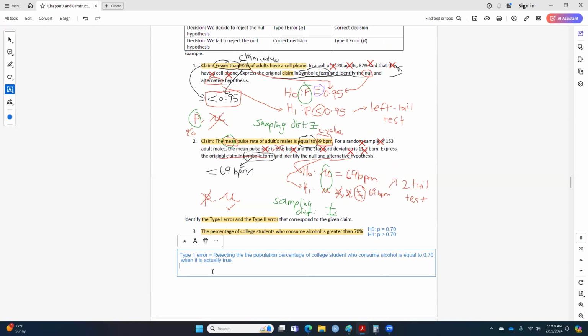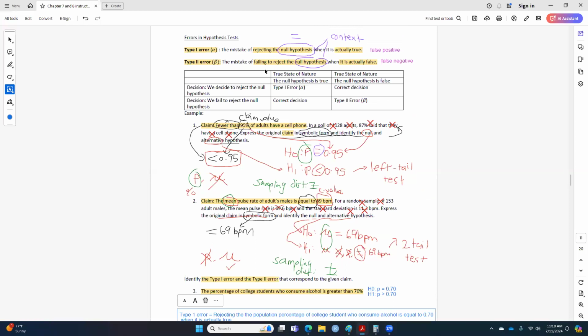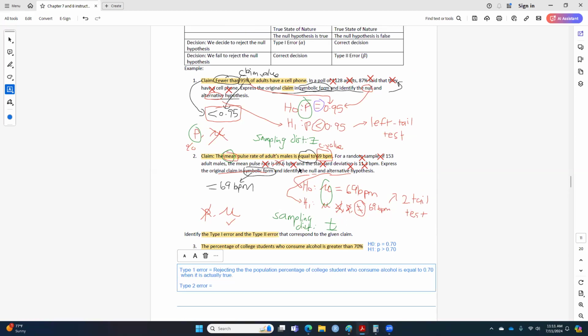Same thing with type 2 error. If you look at the highlight I have, a type 2 error is failing to reject the null hypothesis when it is actually false. So this is failing to reject the null hypothesis when it is actually false.